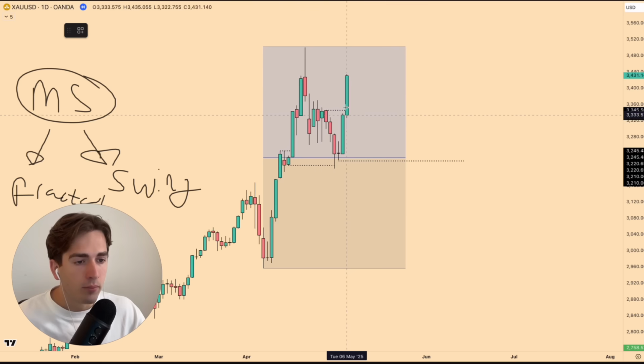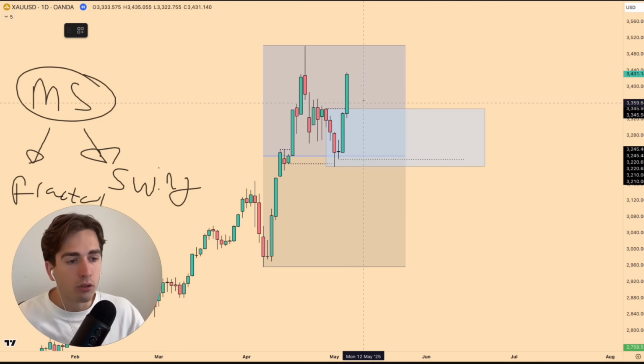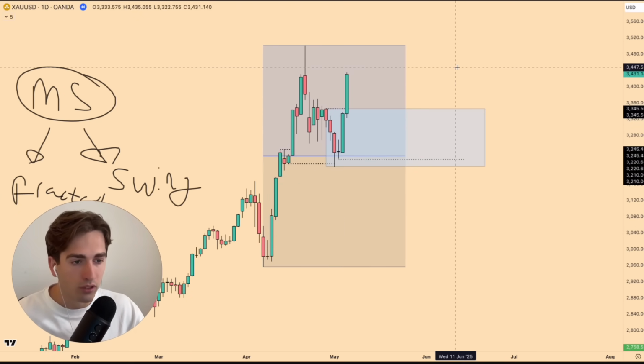At this point in time, the overall sub for the buy then becomes your area of demand, and you're now potentially looking for further longs towards the upside.